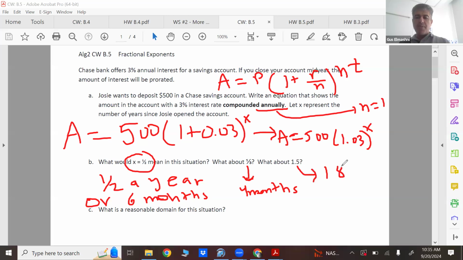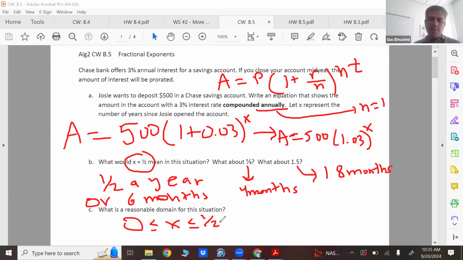This would be 18 months. Let's just give some context. What's a reasonable domain for this situation? Well, if she's going to close the account mid-year, I'd probably say my domain would be from 0 to 1/2, because you might close it after 3 or 4 or 5 months.